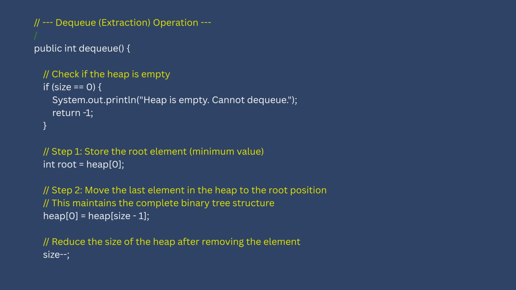Next is dequeue, which removes the minimum element, meaning the root. Here's how it works. If the heap is empty, we return -1. Otherwise, we store the root value. Move the last element in the heap to the root. Reduce the size. Call heapify to restore the min heap property. Finally, we return the removed root value.